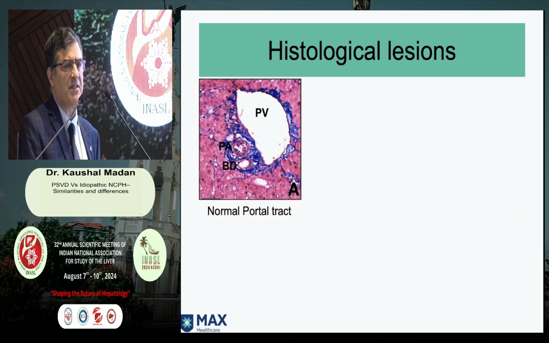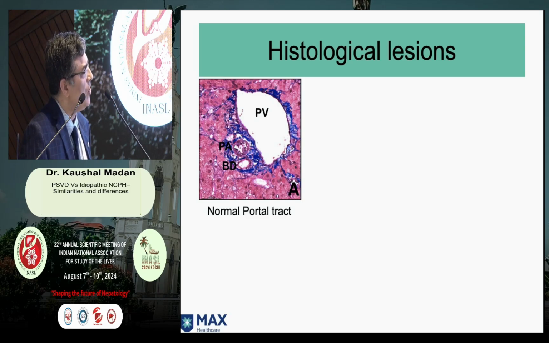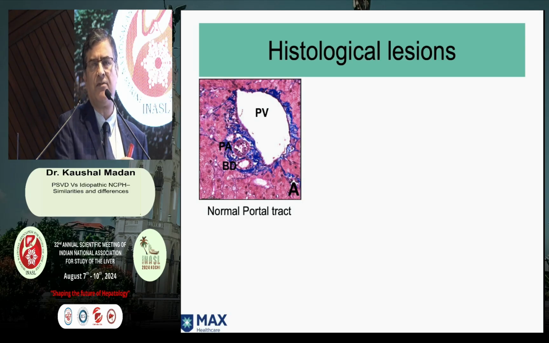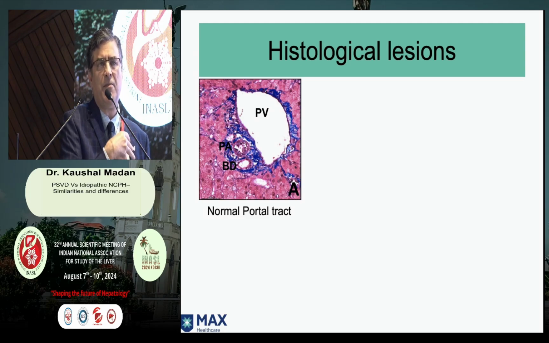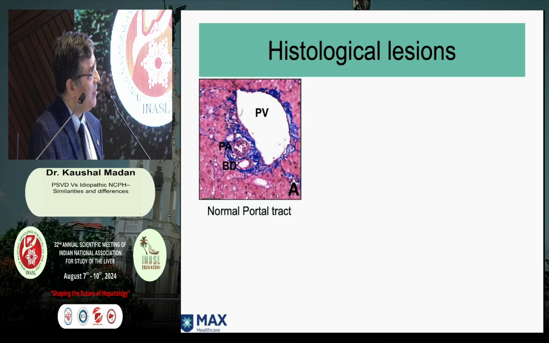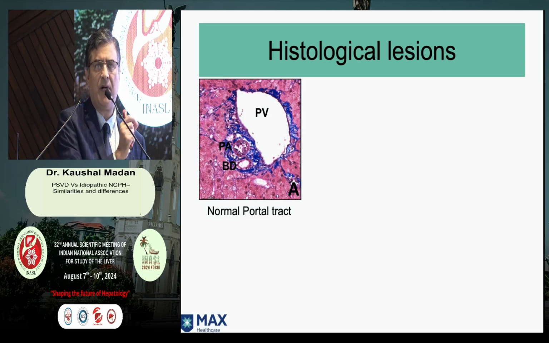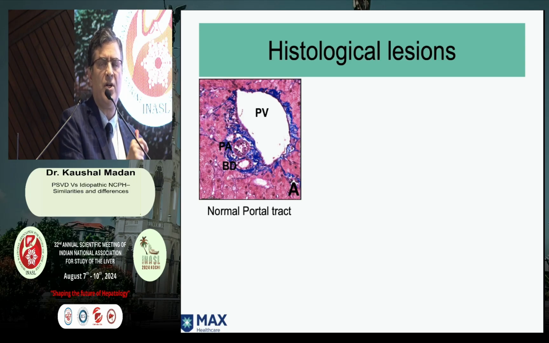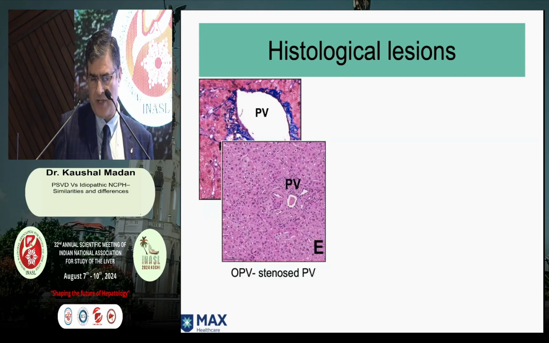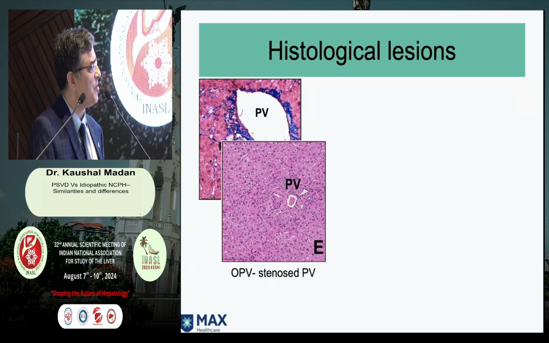So what are these specific histological lesions? So this is a normal portal tract in which you have a large portal vein branch, which is about 3 to 4 or maybe more times the diameter of the attending artery as well as the bile duct. So you may have multiple, at least 2 to 3 or 1 to 2 branches of bile duct or hepatic artery and a single large portal vein branch. So what happens in PSVD?